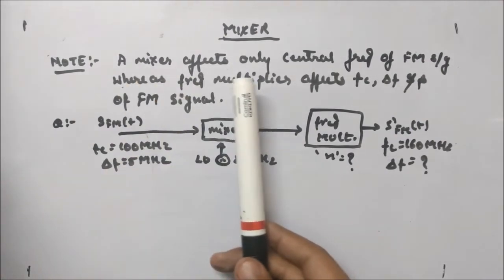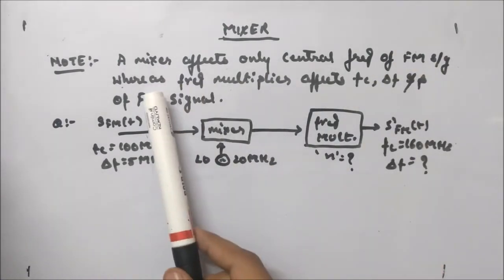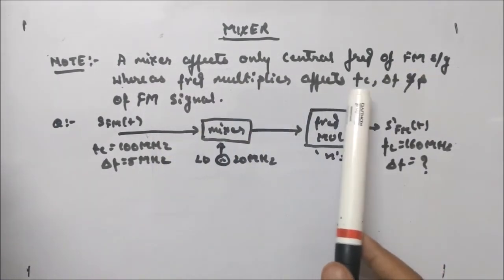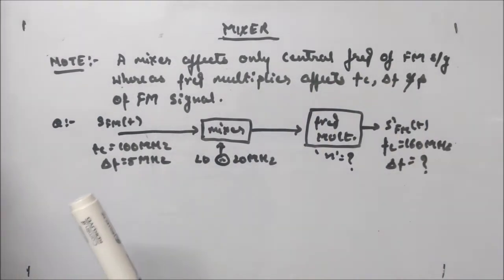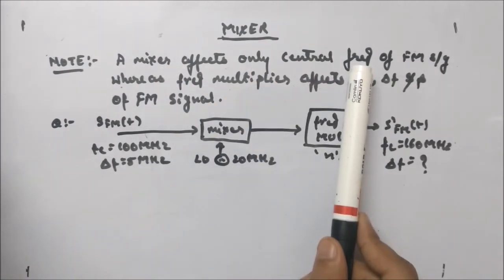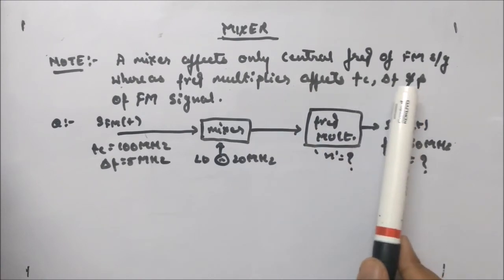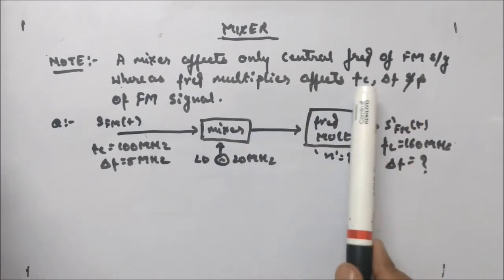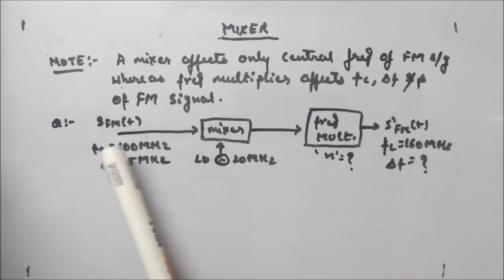A mixer affects only the central frequency of an FM signal, whereas a frequency multiplier affects fc, del f, and beta of an FM signal. Okay, so the mixer will only affect the central frequency of FM, but the frequency multiplier, as we have seen, affects fc, beta, del f of the FM signal, all three of them. To understand this, let's take an example.